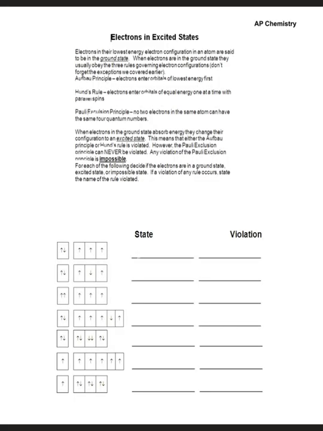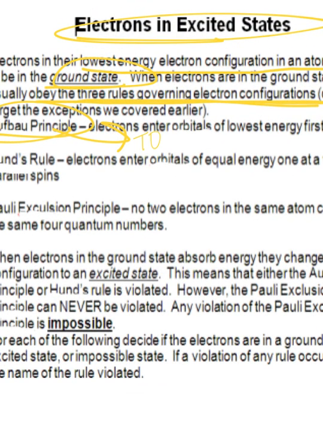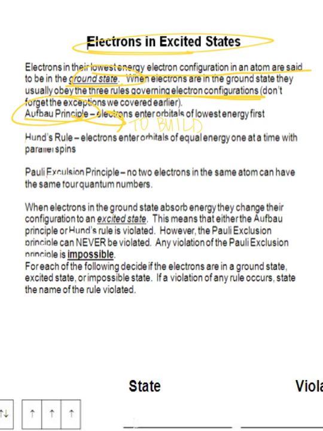All right, last page. This is something we did not talk about last year. This is talking about electrons in their excited states. It says electrons in their lowest energy electron configuration are said to be in their ground state. When electrons are in the ground state, they usually obey 3 rules governing electron configurations. First we have the Aufbau principle. Aufbau means to build in German. And all it says is electrons enter orbitals of the lowest energy first. So you're building up to a higher energy level.